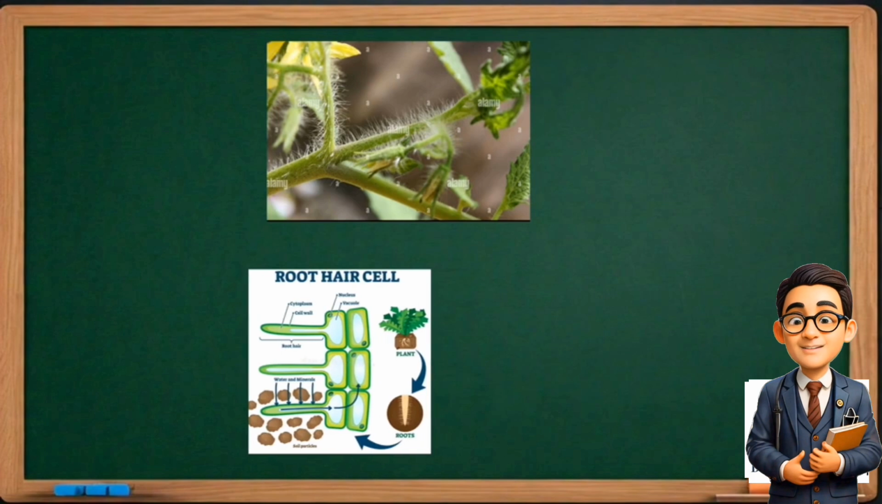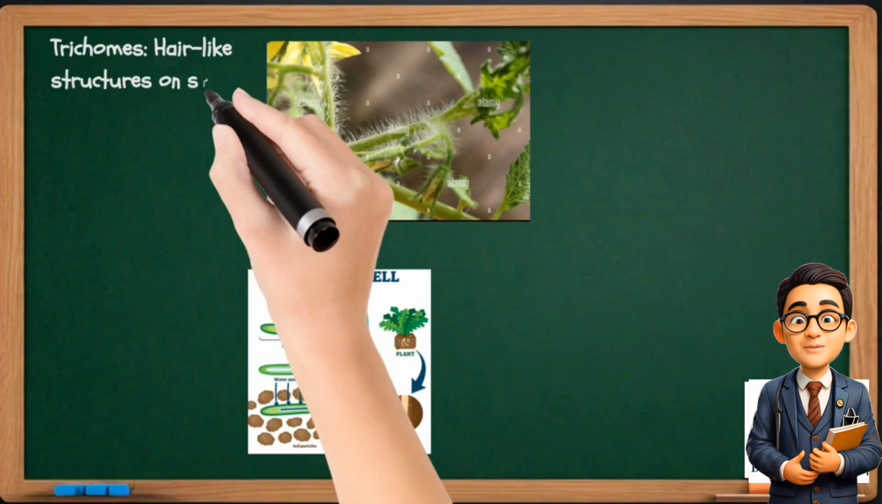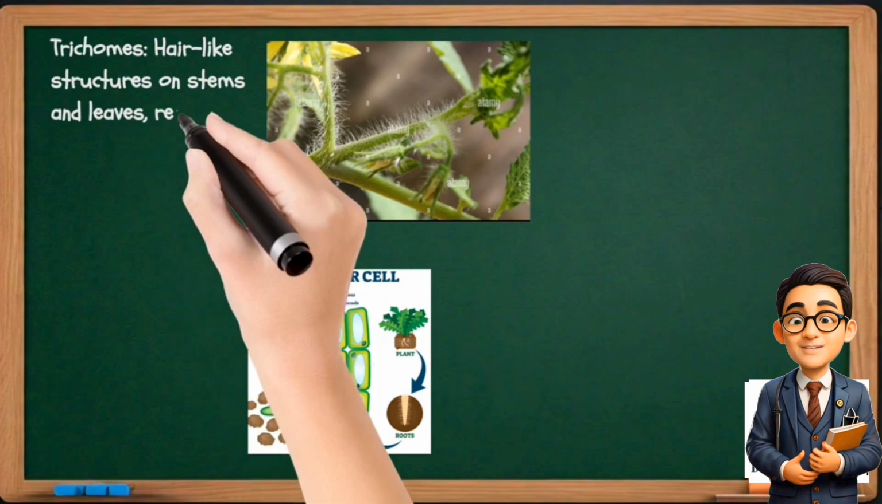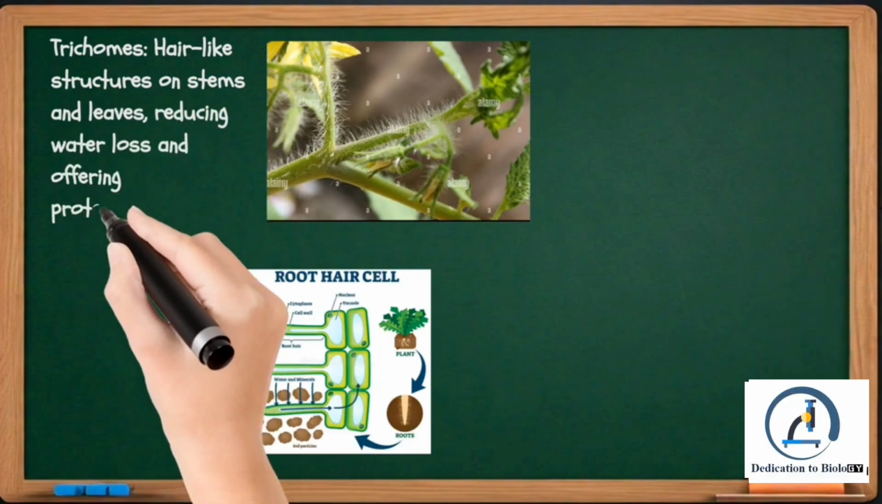Trichomes, hair-like structures on stems and leaves, reduce water loss and offer protection. Root hairs, extensions of root epidermal cells, increase surface area for absorption.